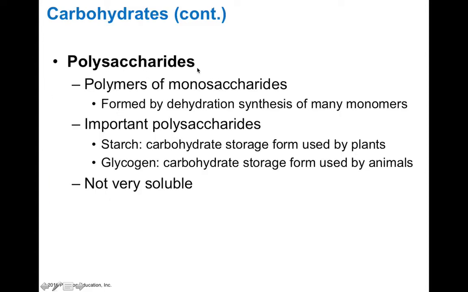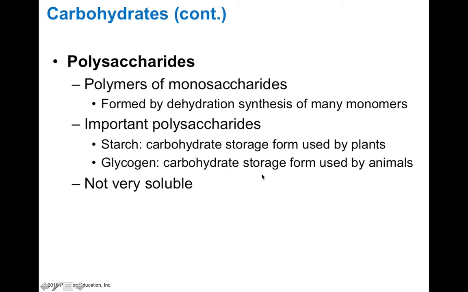Now, polysaccharides are polymers of monosaccharides. They're formed by dehydration synthesis of many different monomers. So some important polysaccharides include the starches and glycogen. Starch is carbohydrate storage that's used by plants. So a lot of plant sugars are in the form of starch. You're going to find a lot of starch in potatoes and sweet potatoes and different types of tubers. We'll have a lot of starch.